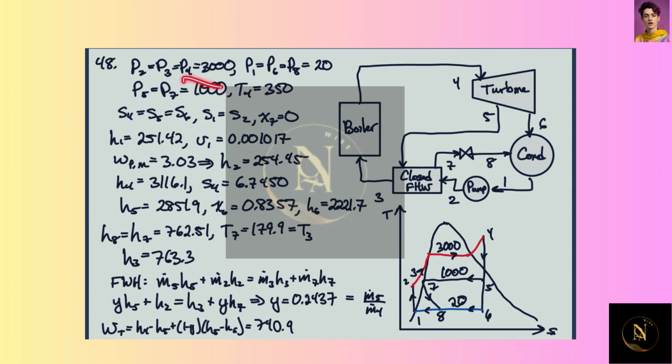So high pressure side is 3 megapascals, low pressure side down here is 20 kilopascals. The bleed pressure is 1 megapascal, and the temperature at the turbine inlet is 350 degrees C.